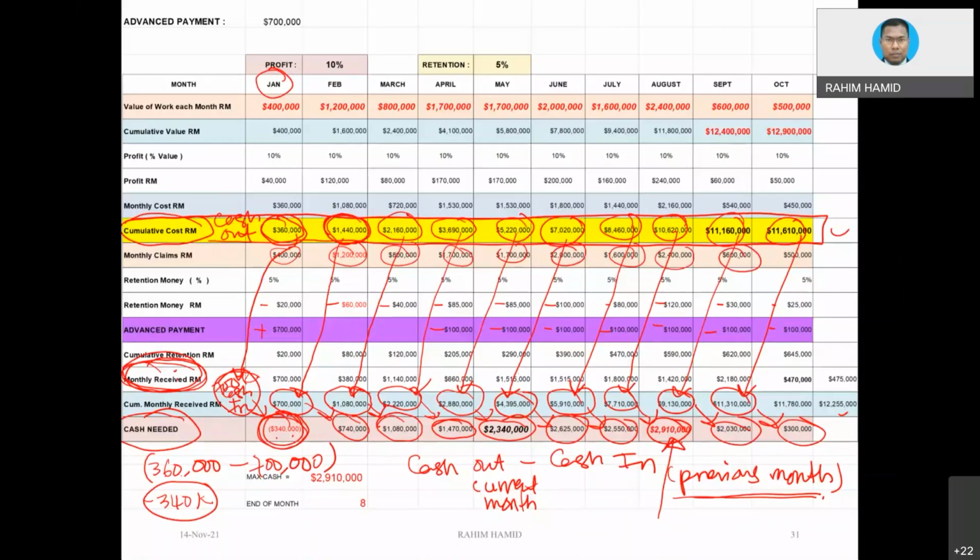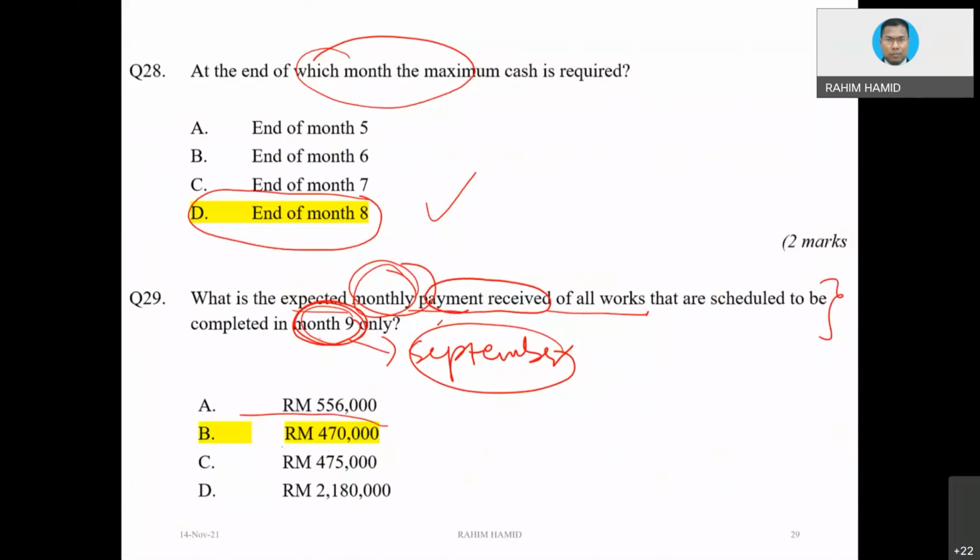Okay, actually it is going to be paid here. This one is going to be paid here after we are already deducting the retention money, and then this amount. So 470 is the monthly payment for September. But we are going to receive it in October, because whatever work that we did in September, we are going to get in October. So that is what the question is all about. Okay. So that is the example.